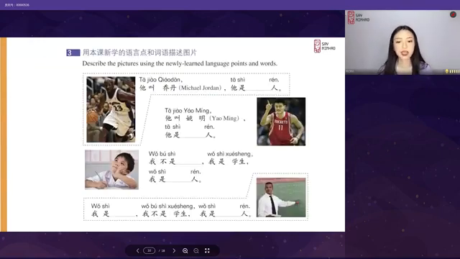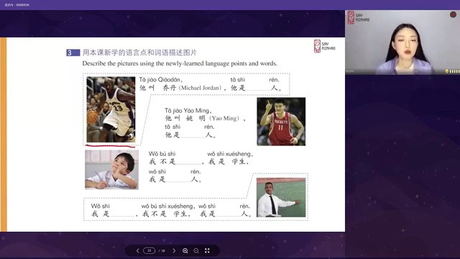The next part is to use the words and the language points we've learned today and fill in the blanks. Okay, we can see here are some pictures. So first, here is Michael Jordan.